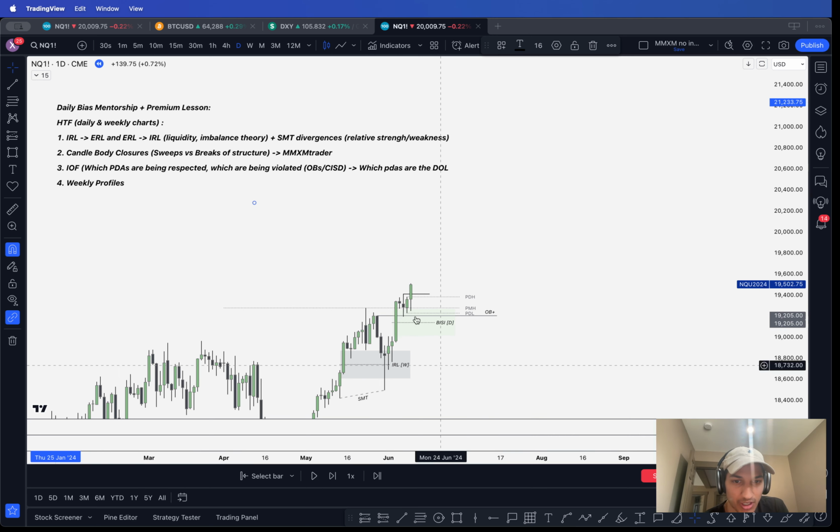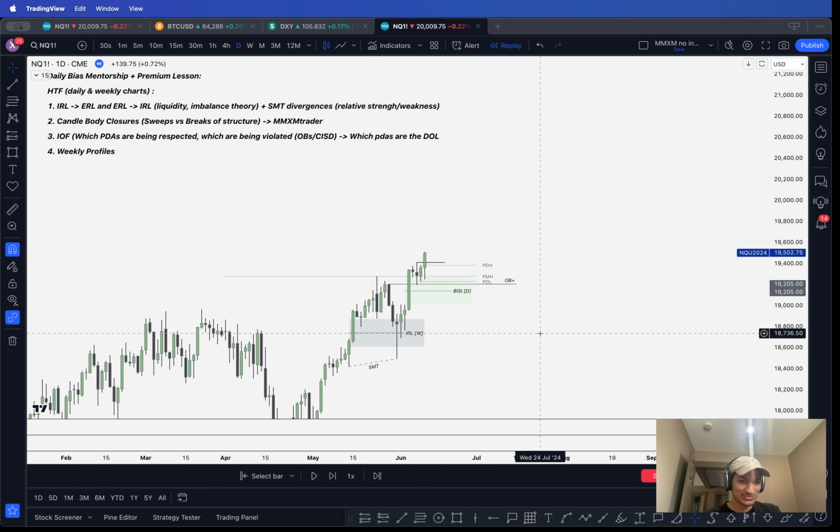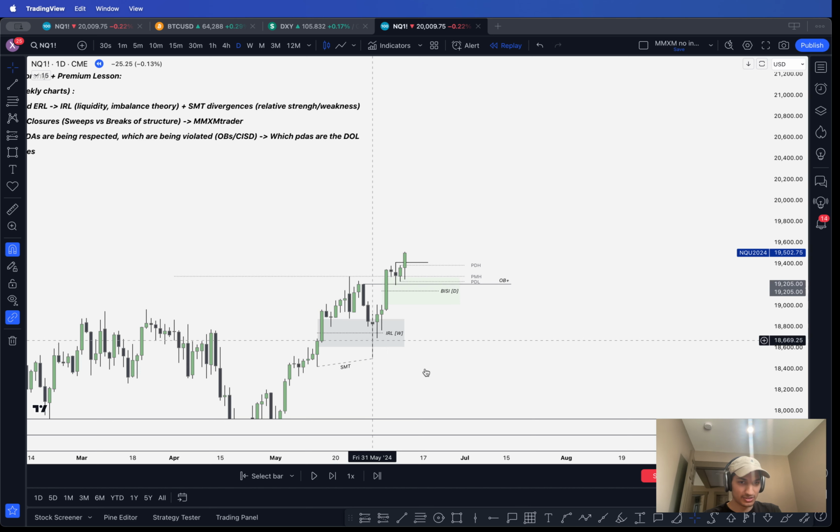Let's look at institutional order flow. Did we respect this order block? Yes or no? Someone tell me. Was this down close candle respected? Yes. Better, no, it wasn't respected, Talon. We didn't respect these down close candles.